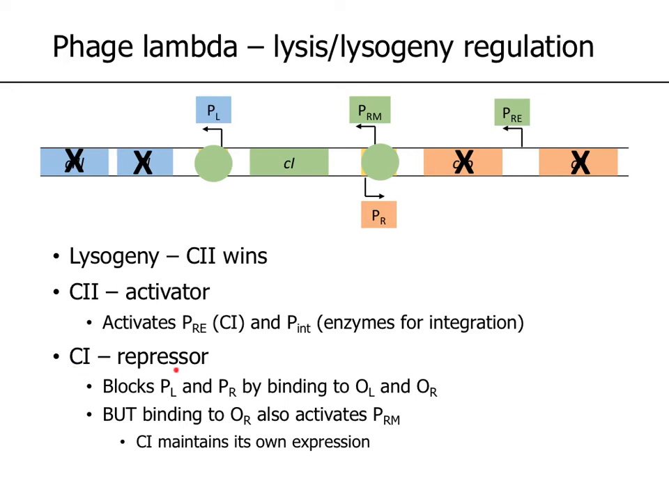Okay, so again, C1 is a repressor. C1 blocks PL and PR. So when C1 is made, it blocks the promoters here. But if you remember what it said underneath there, it was OR. Binding at this OR also activates the promoter PRM. So it does both: it blocks PR, but it activates PRM. It's essentially making more of itself, and so it maintains its own expression in this case.